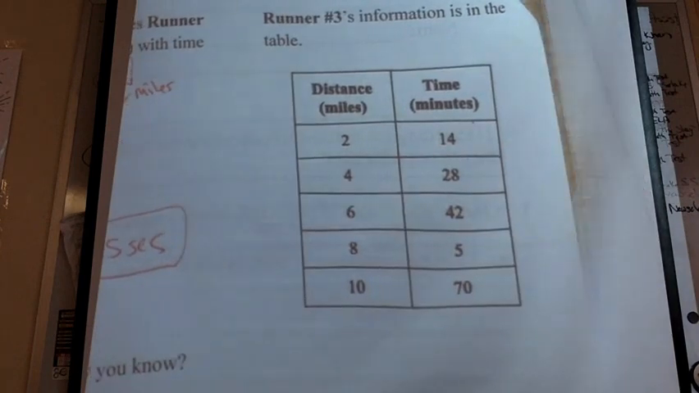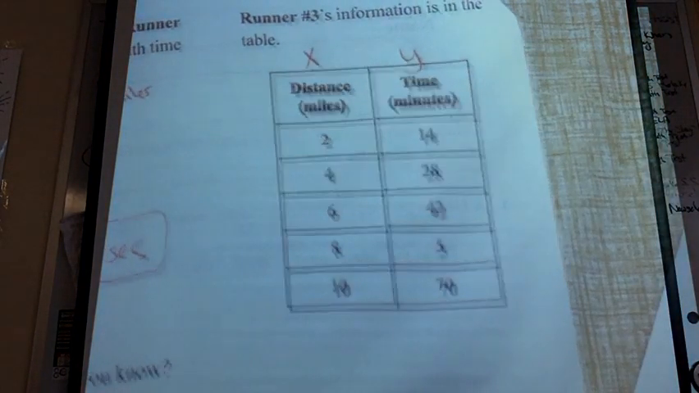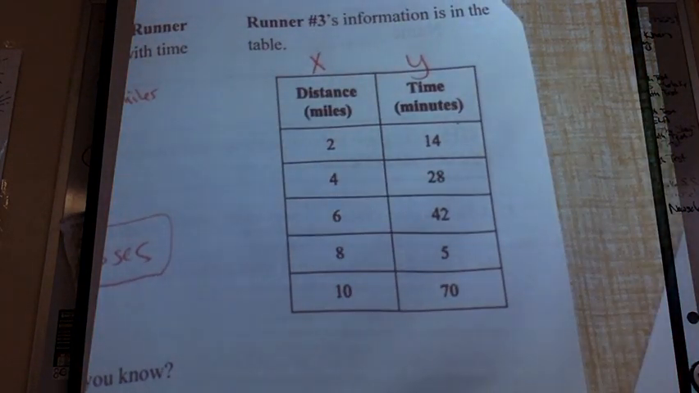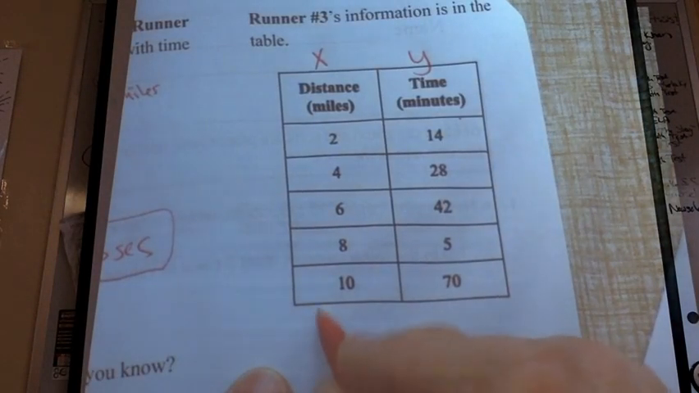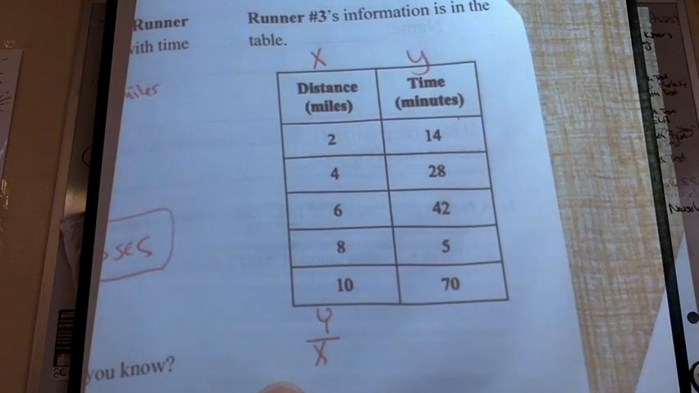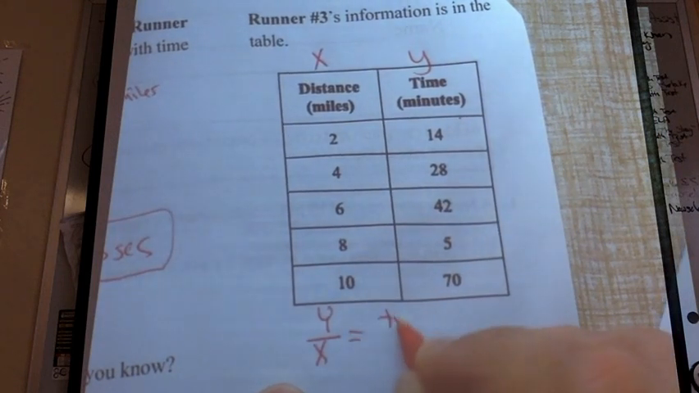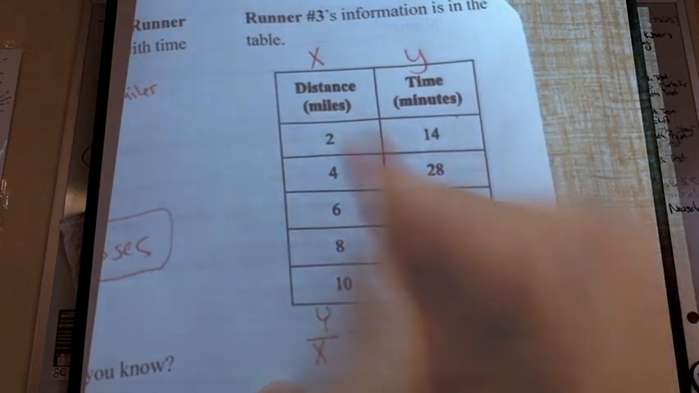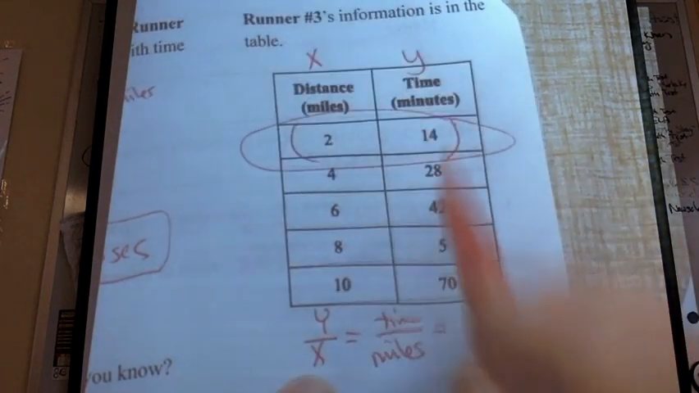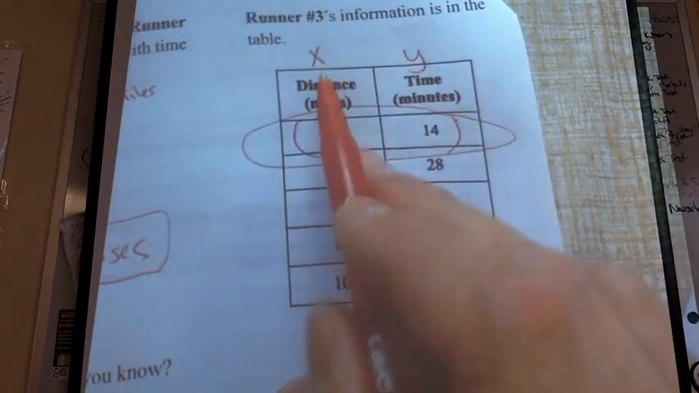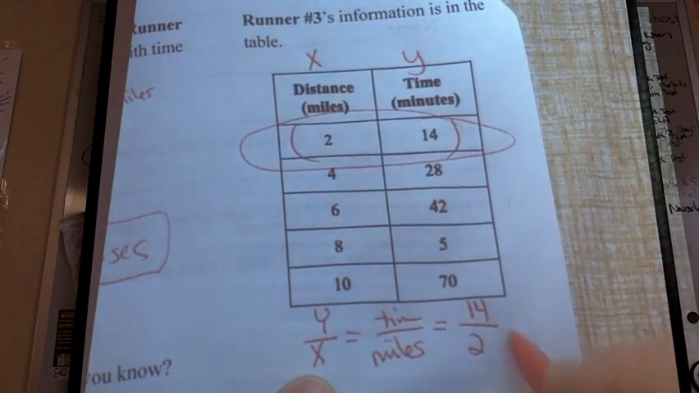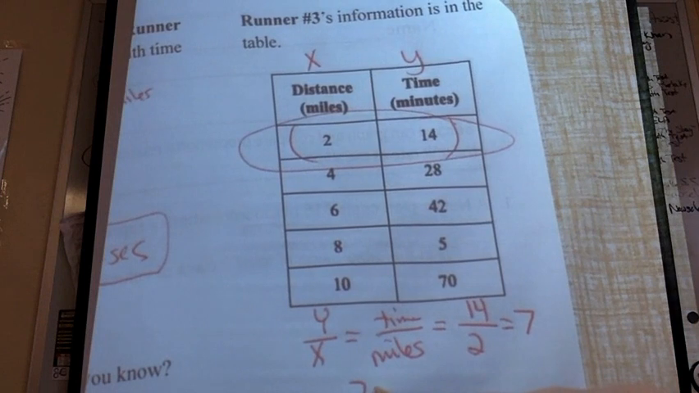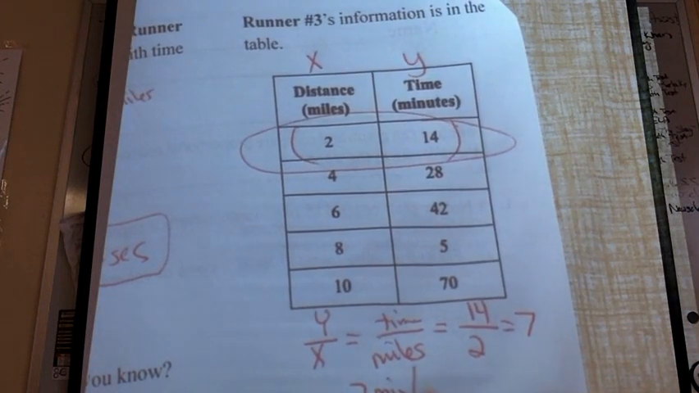Moving on to runner 3, looking at our chart. So we have X in distance, Y in time, minutes. And what we're doing down here, we're going to have our Y minutes over our miles. So this would be time over miles. Looking at my first ordered pair here, time was 14, so put 14 over. Distance was 2. So what's 14 divided by 2? So 7-minute miles. 7 minutes per 1 mile.